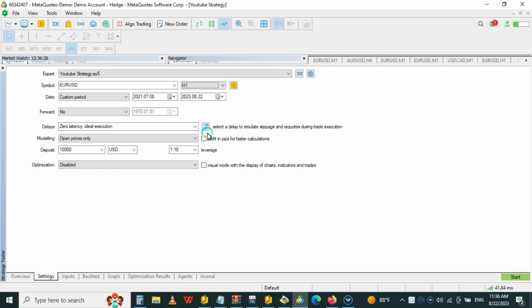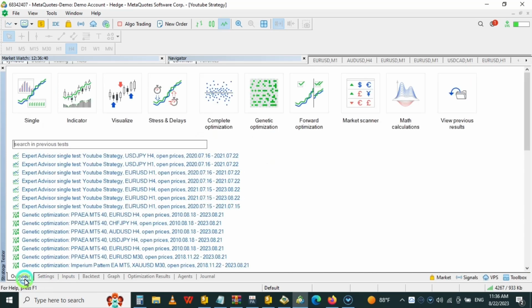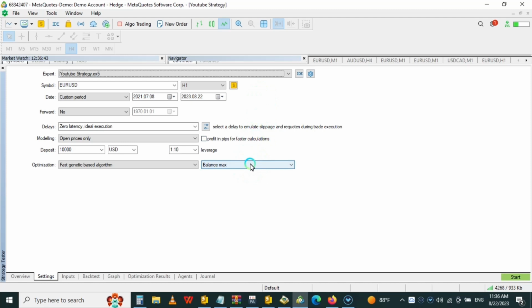My voice is not that entertaining. So I went ahead, and before the video, I ran full optimizations. And I actually ran full optimizations, not just one way, but two ways. I did one full optimization with balance max. It means that the most profitable optimization set is going to be the first one that passes in the optimization. And I did full optimization with the complex criterion max.